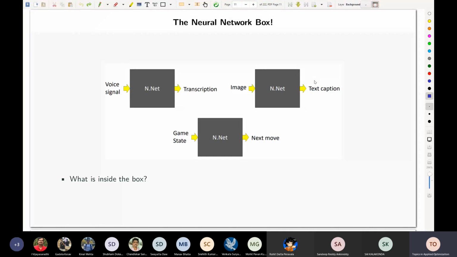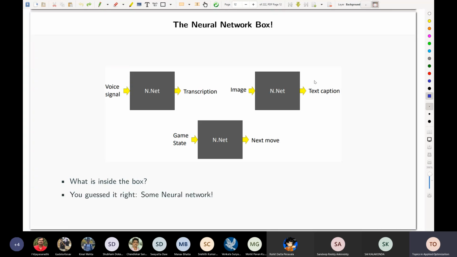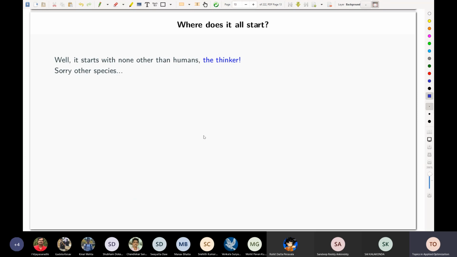But what is going on in all the images that we have seen? One is a transcription, where we have a video signal, and then we need the text images, then the text caption game state, and then we want to know the next move. In all these cases we have a box, and these boxes are what we call a neural network, and we believe that these neural networks are based on some basic ingredients called perceptrons. So the question is, what is inside this box? Well, it's some kind of neural network.